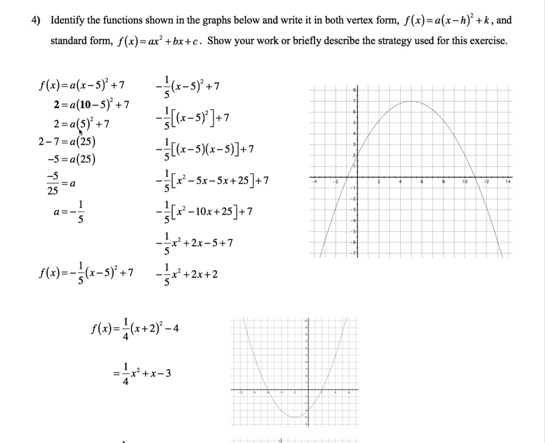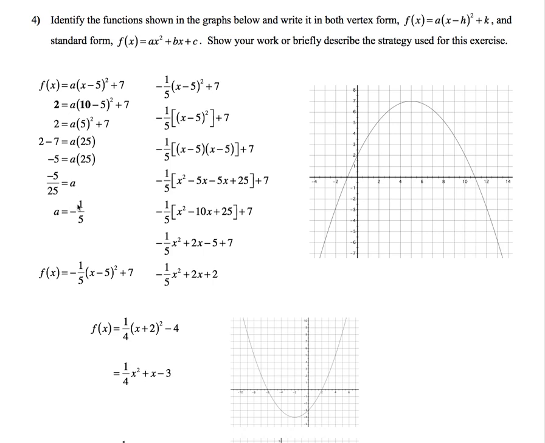And solve for a. So 10 minus 5 is 5, and 5 squared is 25. So we have a times 25 plus 7. We subtract 7 from both sides of the equation, and that gives us a negative 5 on the left side, and a times 25 on the right side. We then divide both sides of the equation by 25, and so we have negative 5 over 25 is equal to a, and negative 5 over 25 reduces to negative 1/5. So our a is equal to negative 1/5.